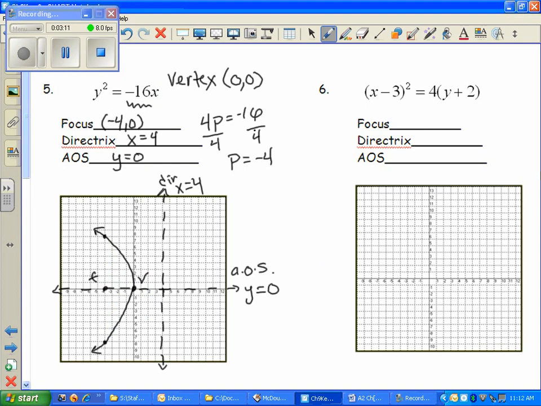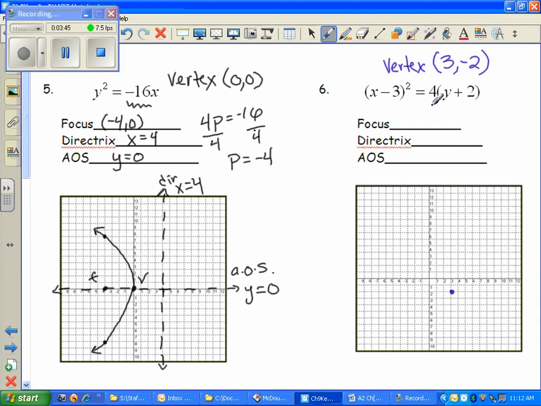On number 6, the center is not at 0, 0. Notice how there were no parentheses on number 5. On number 6, we have parentheses, so we need to first again locate our vertex. We're going to look at our parentheses sets to determine where that's going to be. This says x minus 3, so my x value is at positive 3. This says y plus 2, so my y value is at negative 2. Remember, you always change those signs. So at 3, negative 2 is my vertex of my parabola here.